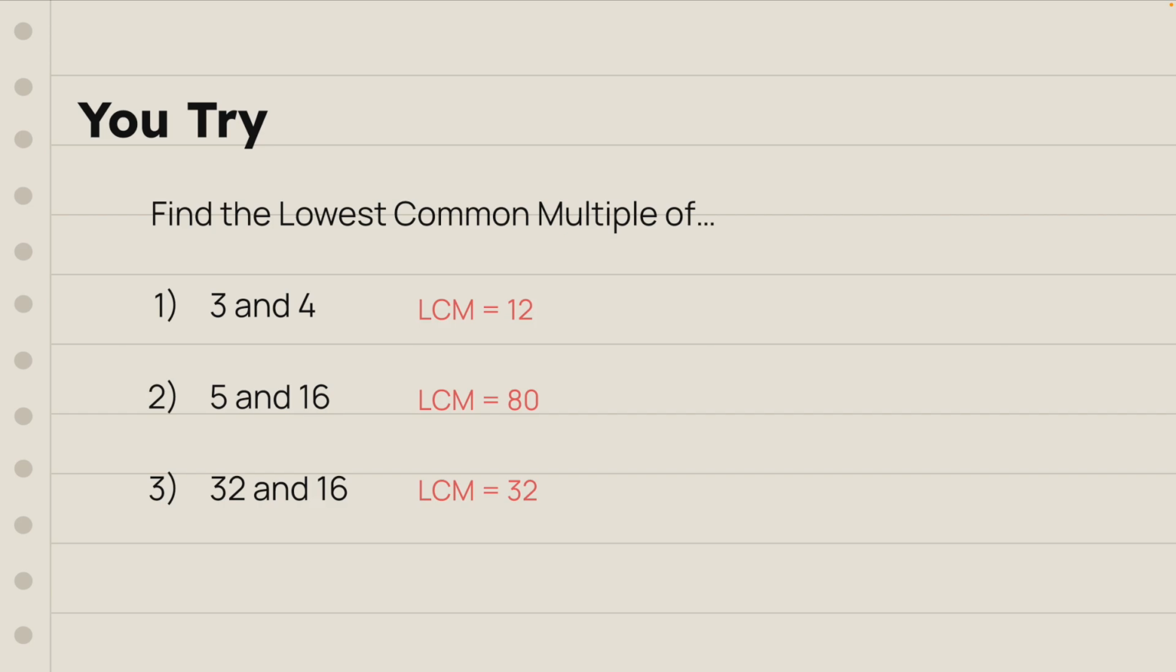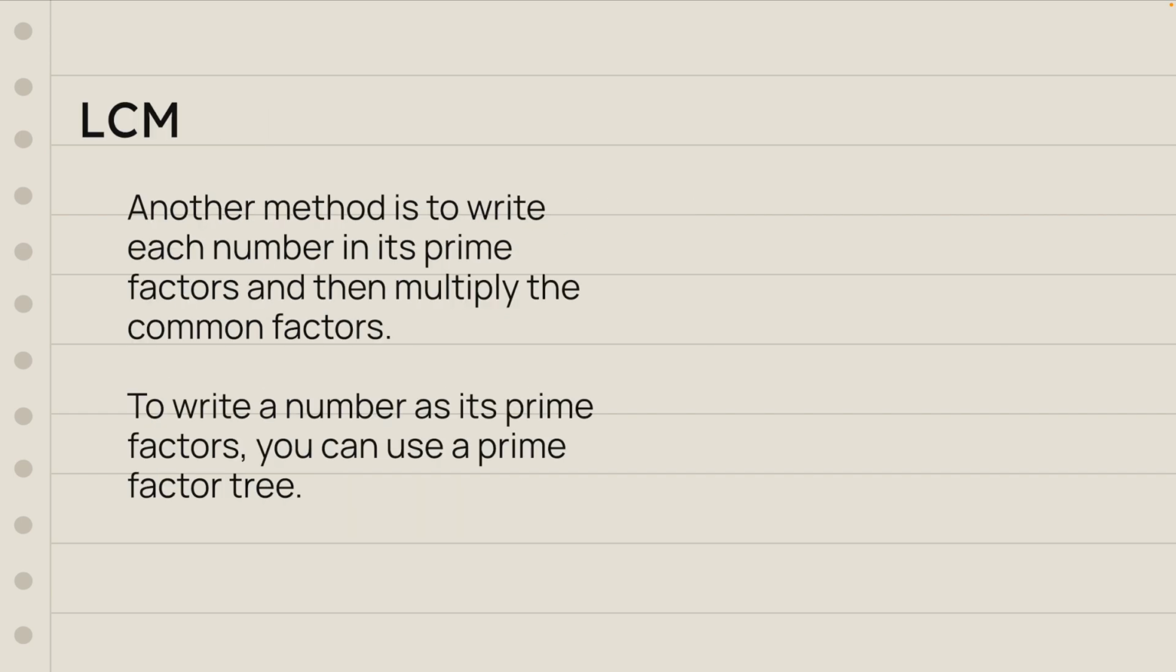Now, if you have more than 2, or maybe those numbers are quite far apart, their lowest common multiple is going to be way far down those lists, there is a quicker way to solve this. So you can always write out the list of both numbers and see what's the first number in both lists. Or another method is to write each number as its prime factors, and then you multiply the common factors between the numbers. To write a number as its prime factors, you can use a prime factor tree.